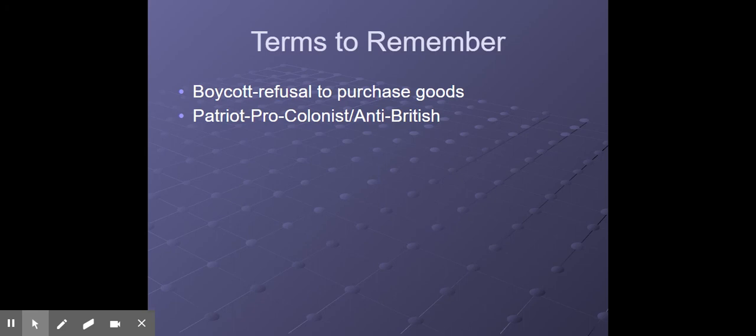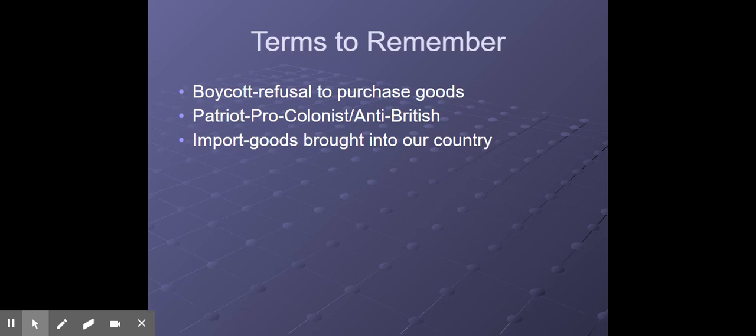In fact, you might even say there are some patriots over in England because they are pro-colonist and anti-British. There are some members of parliament that even now are beginning to tell the king, just let them go. It's not worth it. Let them go. So we might even refer to them as patriots because they are pro-colonist and anti-British.